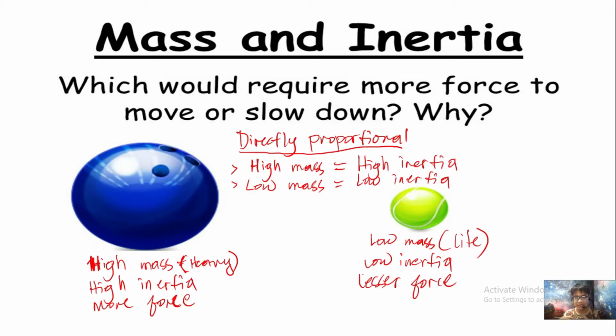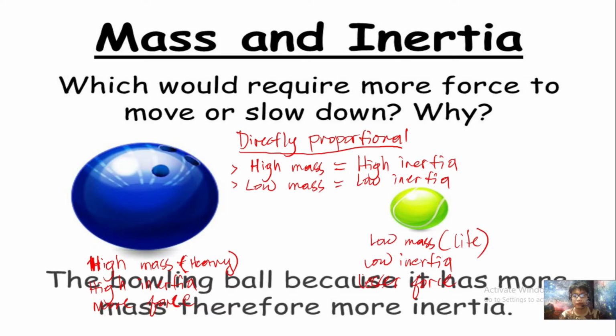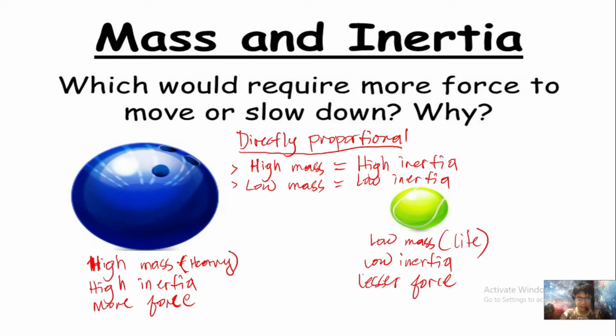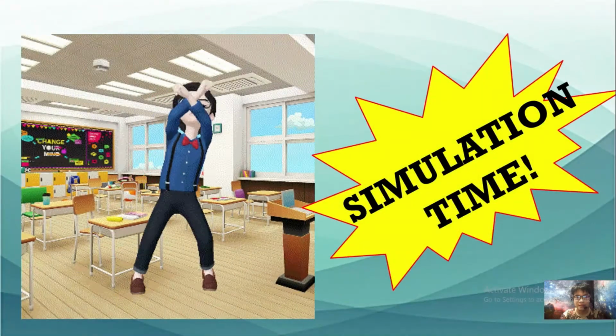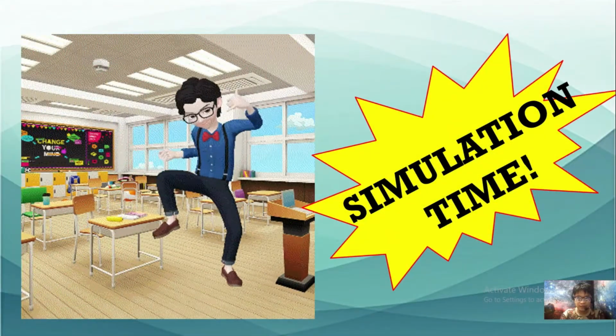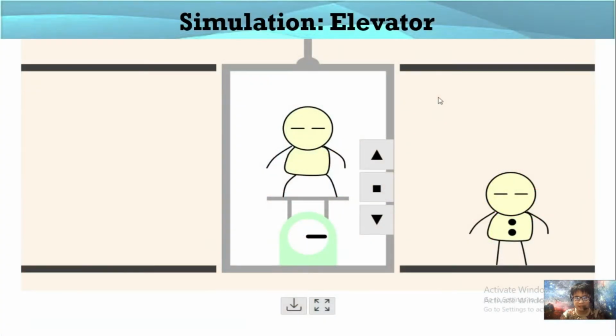Now, so, ayan. So, we have here this answer. So, the bowling ball, because it has more mass, therefore, more inertia. So, this is what I'm telling you, the relationship between mass and inertia. Okay? Now, let's continue with some simulation. So, saan ba natin nakikita yung law of inertia? So, one common example of law of inertia applied into daily life is when we are riding elevator. So, I want you to watch this simulation video.